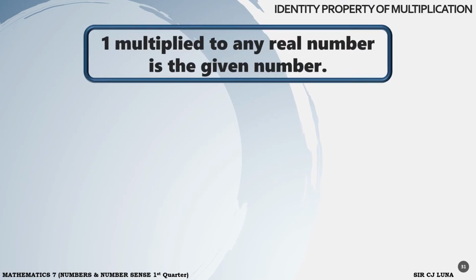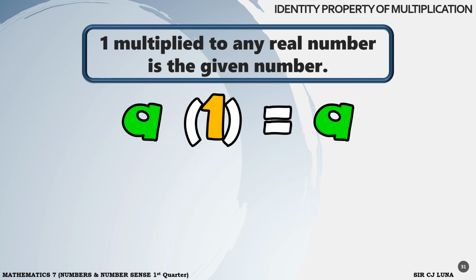Identity property of multiplication. 1 multiplied to any real number is the given number. A times 1 is still A. Kahit anong number ang i-multiply mo sa 1, ang product ay yung number pa rin.